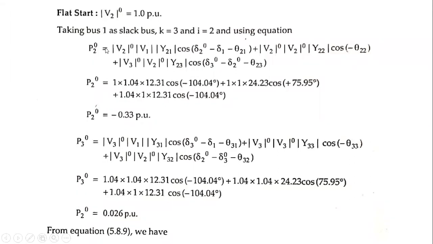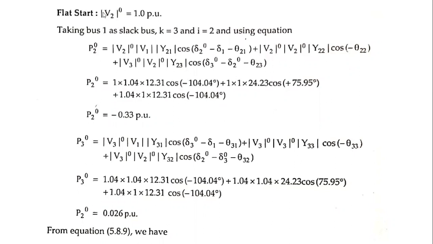Next, form the P2 formula. That is, P2 power 0 is equal to V2 of 0, V1, Y21, cos of delta 2 of 0 minus delta 1 minus theta 21, plus V2 of 0, V2 of 0, Y22, cos of minus theta 22, plus V3 of 0, V2 of 0, Y23, cos of delta 3 minus delta 2 minus theta 23. Next, substitute these values.